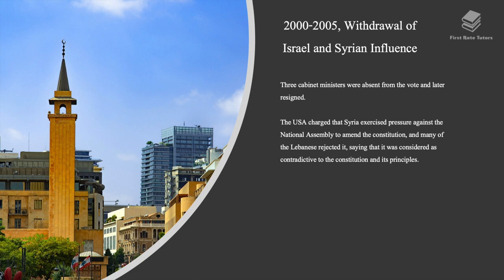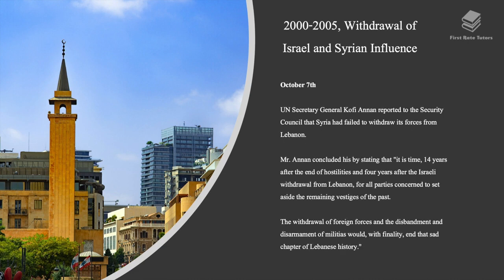The USA charged that Syria exercised pressure against the National Assembly to amend the constitution, and many of the Lebanese rejected it, saying that it was considered contradictory to the constitution and its principles. On October 7th, UN Secretary General Kofi Annan reported to the Security Council that Syria had failed to withdraw its forces from Lebanon.